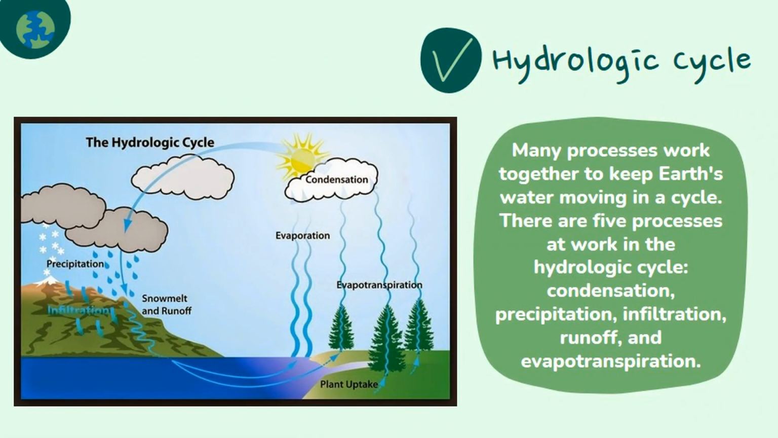Many processes work together to keep Earth's water moving in a cycle. There are 5 processes at work in the hydrologic cycle: condensation, precipitation, infiltration, runoff, and evapotranspiration. These occur simultaneously and, except for precipitation, continuously.